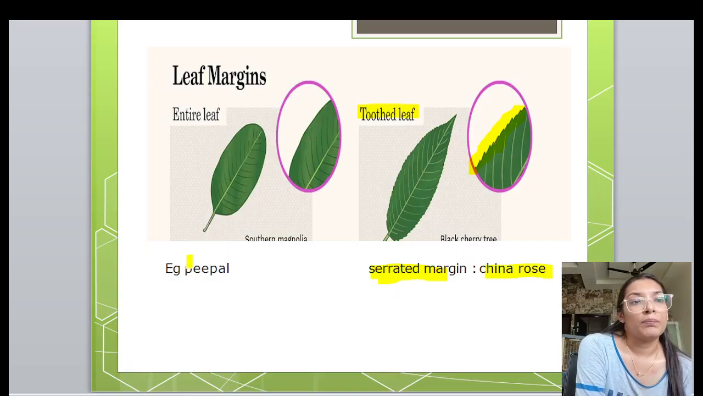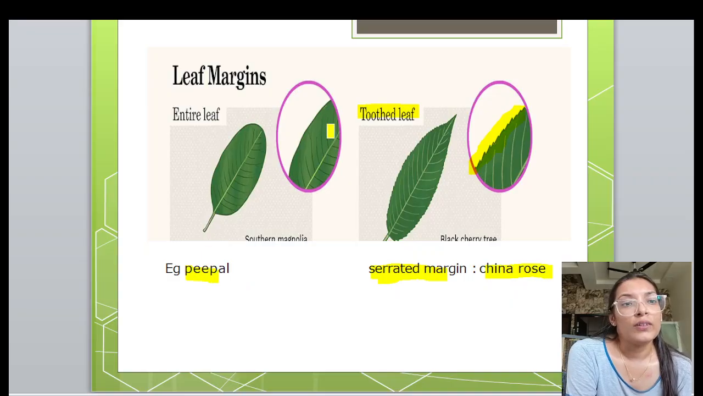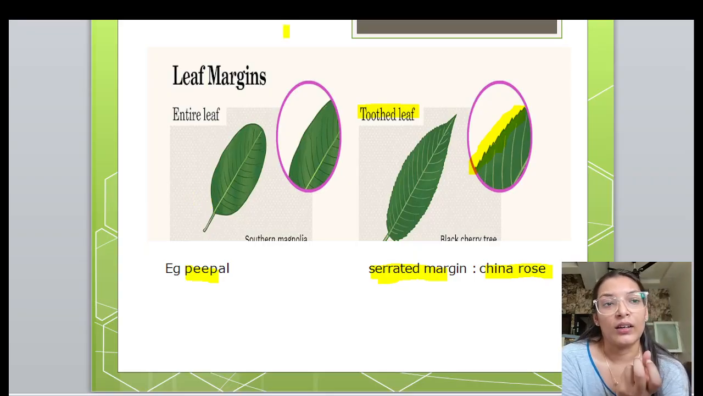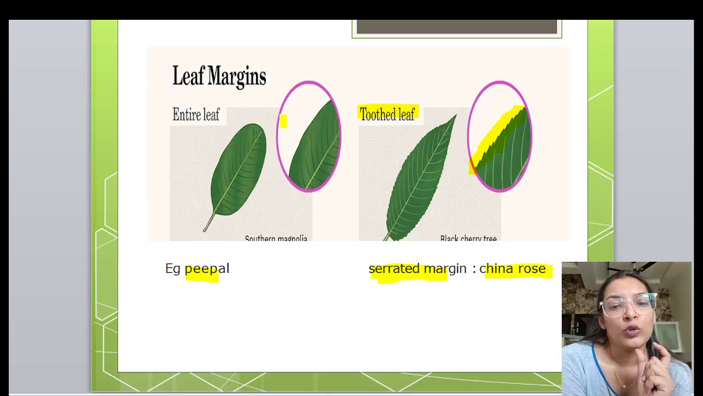Then in case of the peepal tree, you can observe that the leaves are entire. Or have you observed the flowers of sadabahar which are pink in color? Those leaves of sadabahar, if you observe the margins, the end, the boundary of the leaf, then it will be more or less smooth. Okay, so this kind of smooth structure represents your entire leaf.